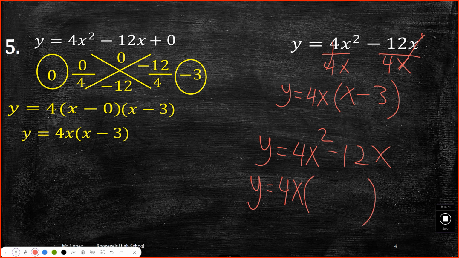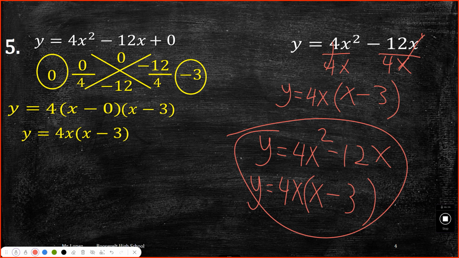I'm doing this quick. 4x times what is 4x squared? It's going to be x. 4x times x is 4x squared. 4 times what is minus 12, and I took out the x. There's no more. Yeah, this is the way to do it. Yes or no? You got it?